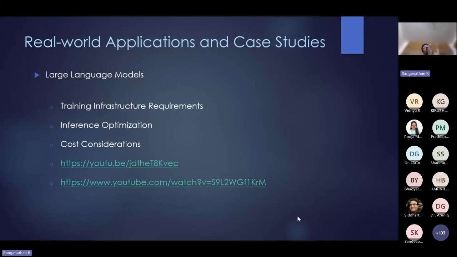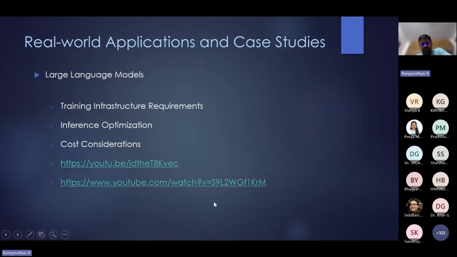And from a real world application perspective, there is a lot of talk going on about large language models, right? When it comes to large language models, you need to be very careful about what infrastructure you require to train the model, and what infrastructure you require to optimize the inferencing. Inferencing is the speed at which you get a response based on the training you've done, and what cost you have. That will play a very important role, right?